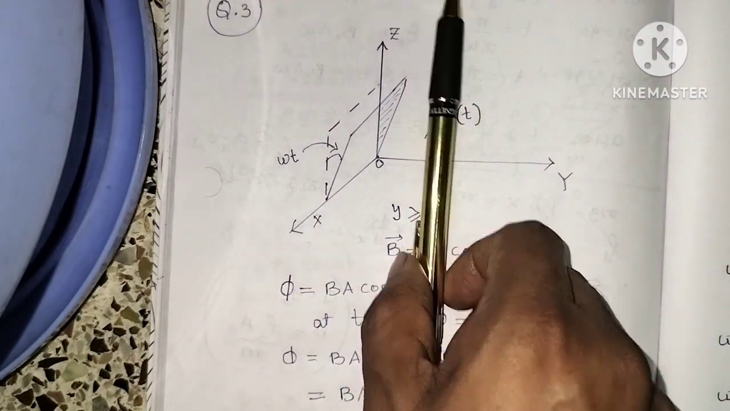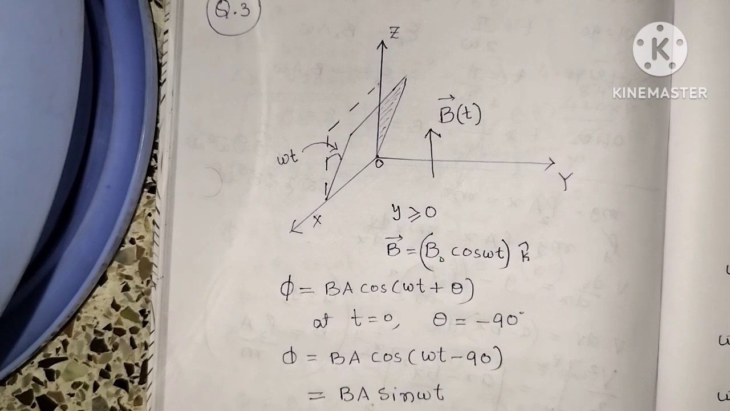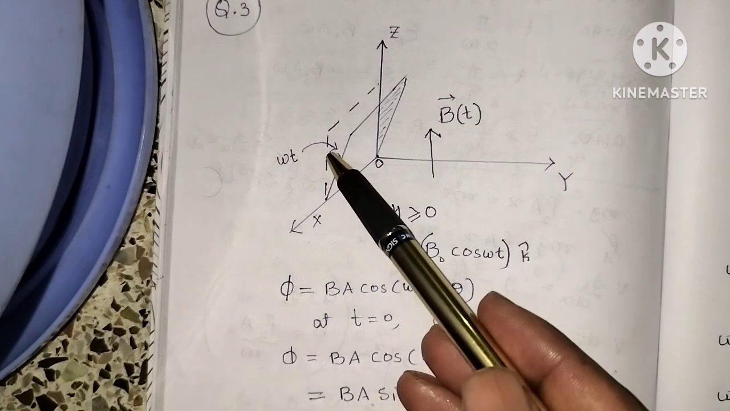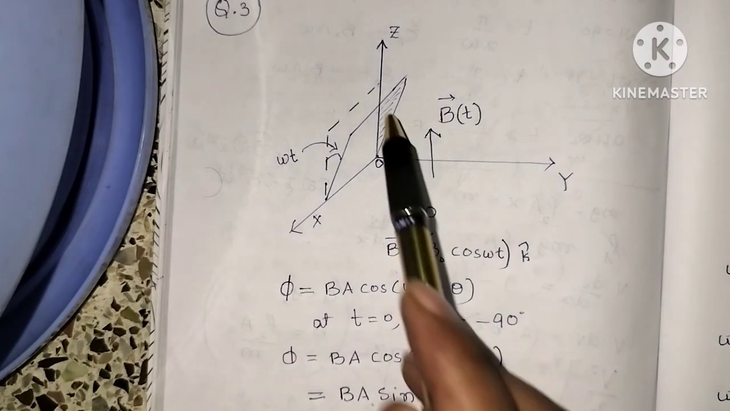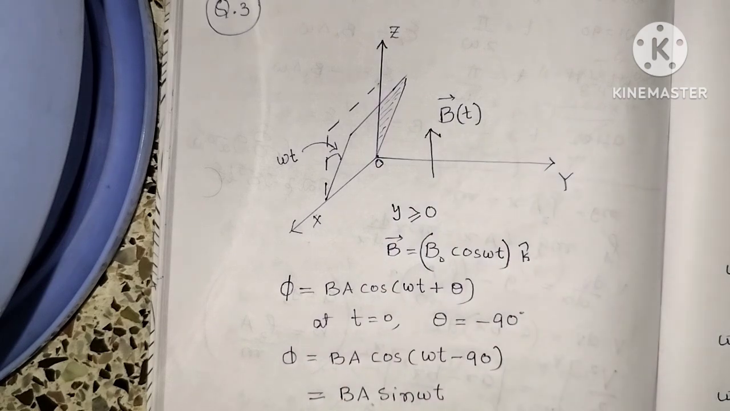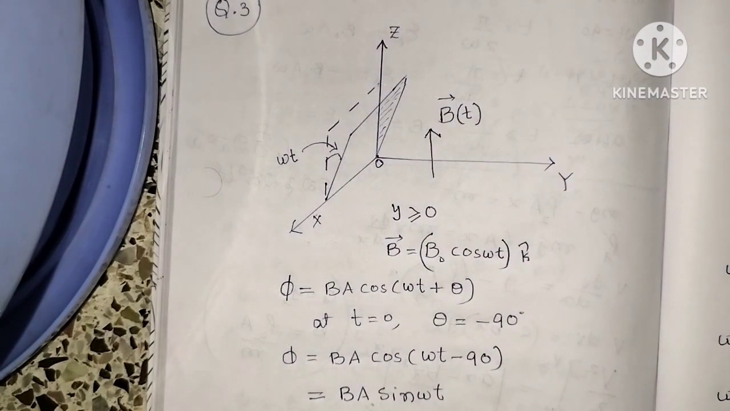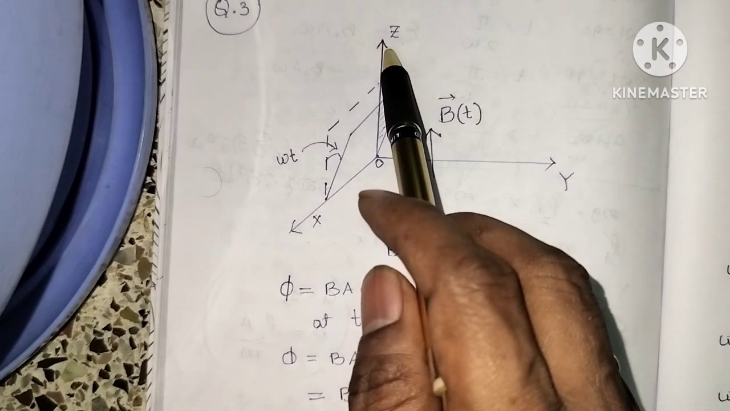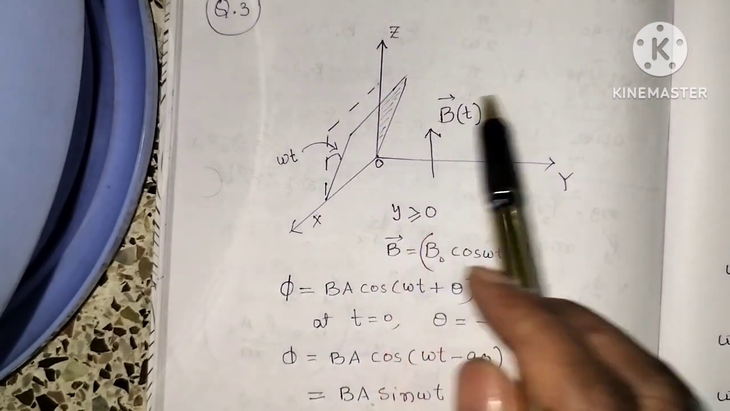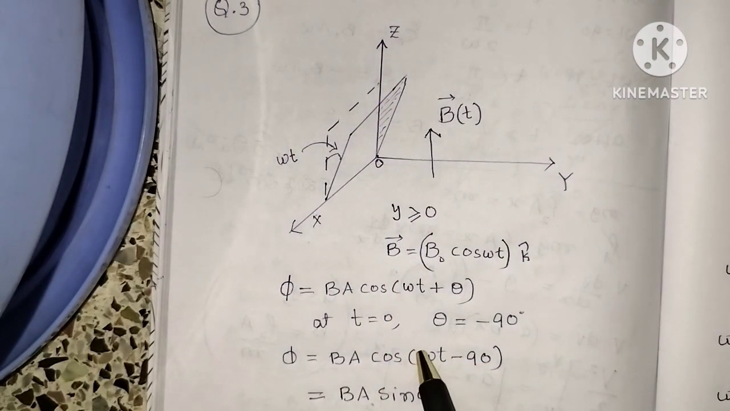What is the angle between them? It is minus 90. Why is it minus 90? Because of the direction I have taken. If it is along this direction, it is positive. So along this direction, theta is minus 90 degrees. For the z-axis, left side is negative, right side is positive. That is why theta equal to minus 90. Now you substitute: flux is equal to BA cos(omega t minus 90).